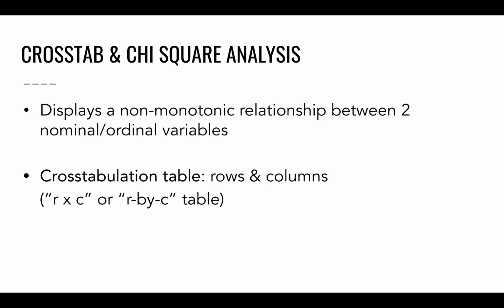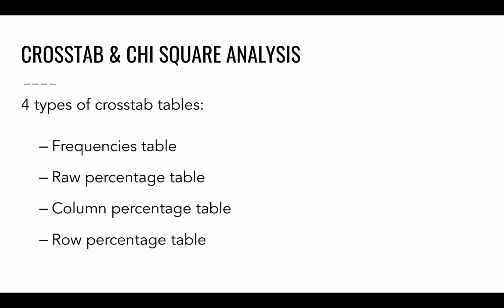So a crosstab basically displays the non-monotonic relationship between 2 nominal or ordinal variables, and it does so by creating a crosstabulation table. And a crosstabulation table consists of rows and columns. So let me show you a couple examples of crosstab tables. You can basically show the raw frequencies, you can show the raw percentages, you can show the column percentages, or you can show the row percentages based on the same data. So there's different ways of looking at crosstab tables. Let me give you examples.